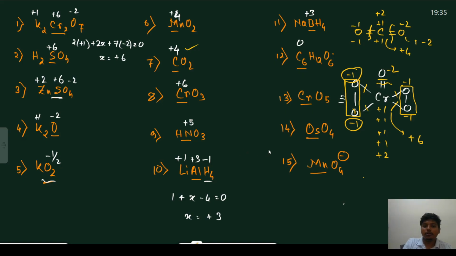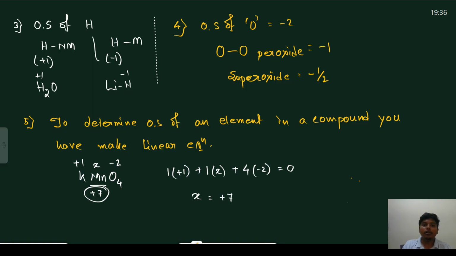Now tell me the next one. +8. Here +8 is possible. Osmium, remember, osmium is the only element which can show +8 oxidation state. Maximum shown by manganese is +7. Here you can see manganese in KMnO4 is +7. Here MnO4 minus, +7. Okay, clear or no? Clear this thing.